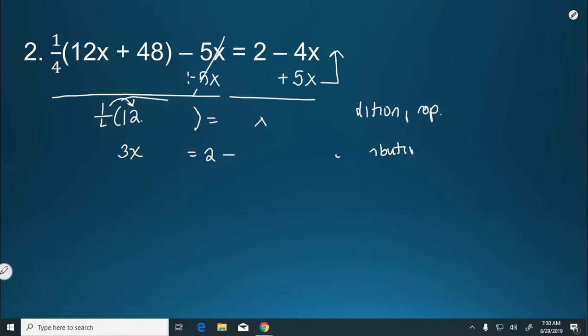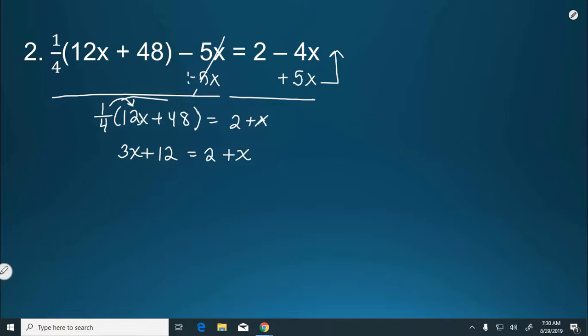Uh-oh. Sometimes you hit the eraser and everything disappears on you. All right, so that was 3x plus 12 equals 2 plus x. All right, and that was the distributive property. I'm sorry, that disappeared. I'll just let that be.